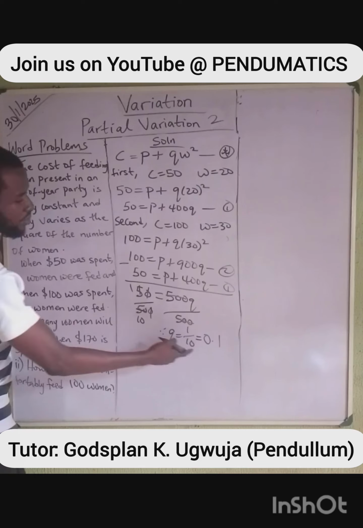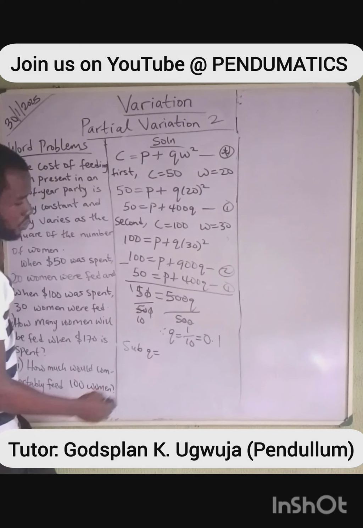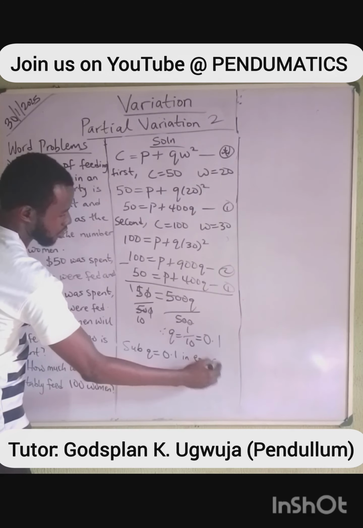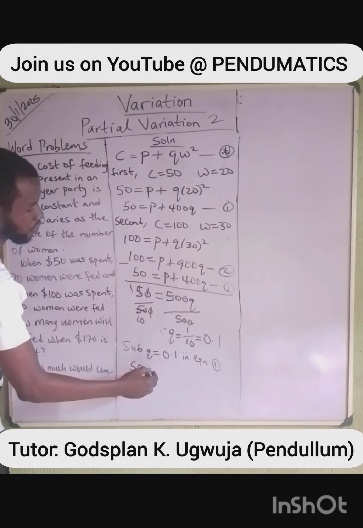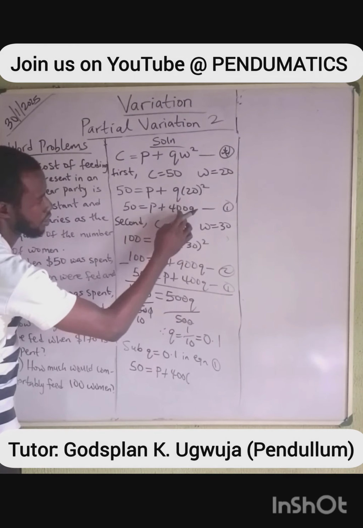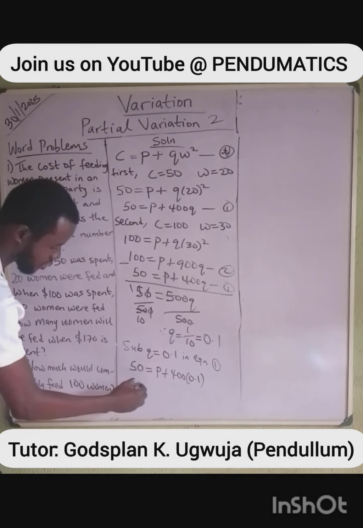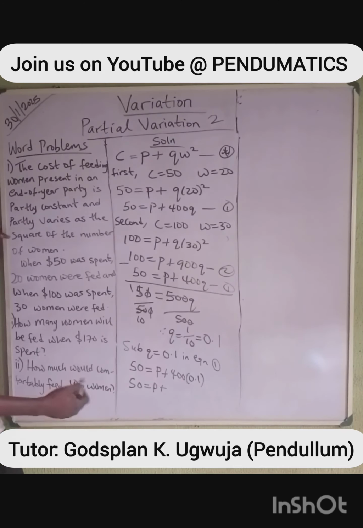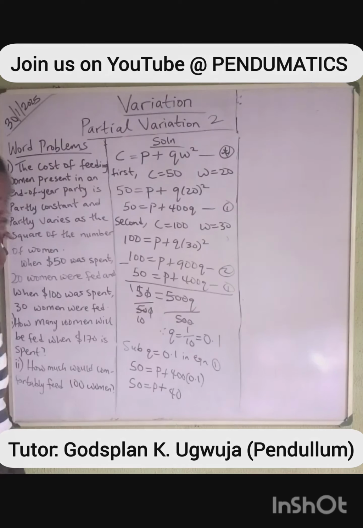Now, to find P, let me put this in equation 1. So I will substitute Q equals 0.1 in equation 1. And this is equation 1. So 50 is equal to P plus 400 times 0.1, since Q is 0.1. 50 is equal to P plus, if you multiply 400 by 0.1, it's just like dividing it by 10. So this should give you 40. All right, this should give you 40.